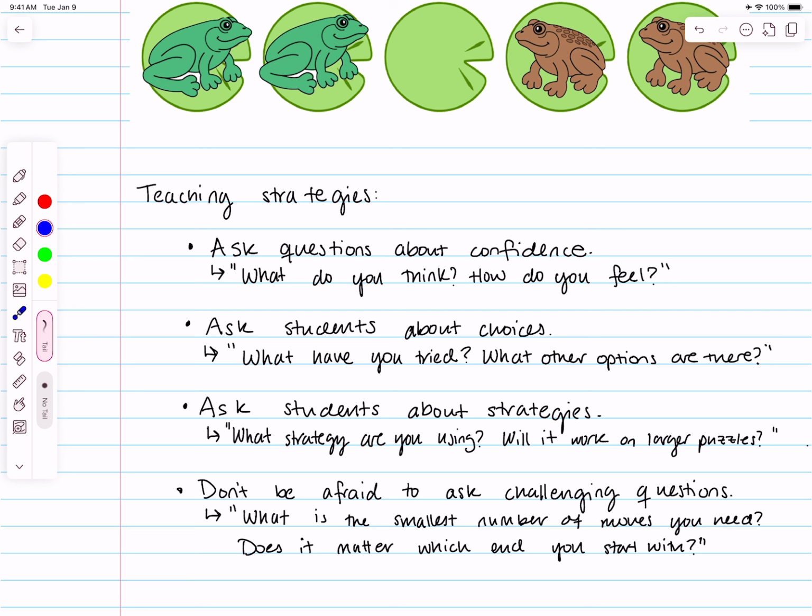So these are some teaching strategies that you can use. Of course, there are more to really implement this particular activity, but I think you'll have a lot of fun exploring with the students, and yeah, good luck.